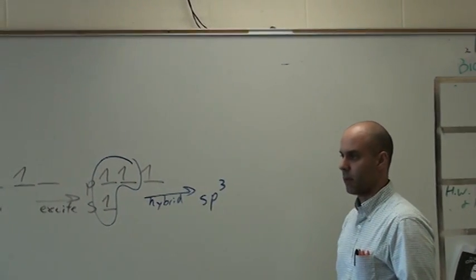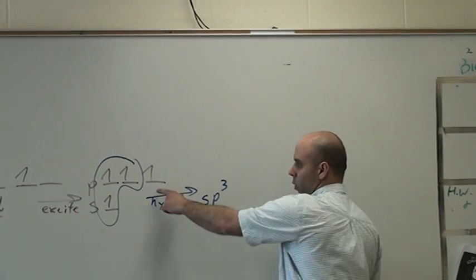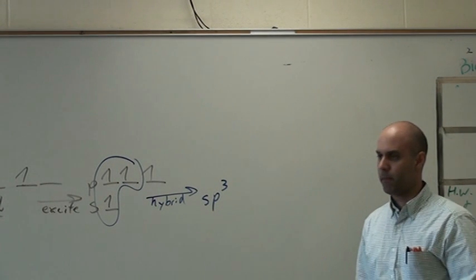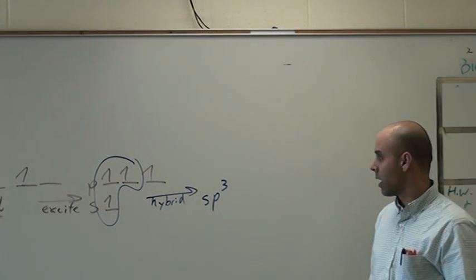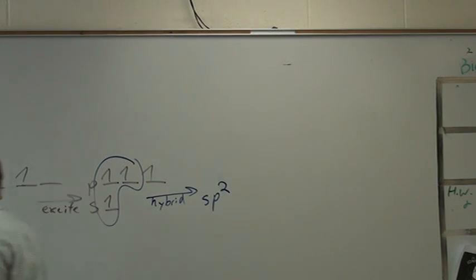Yes, Nikki? Are we always just gonna leave one out? When you do a double bond, you're always gonna leave one p orbital alone. Oh, shoot. No, me too. Big mistake. Thank you for catching that.